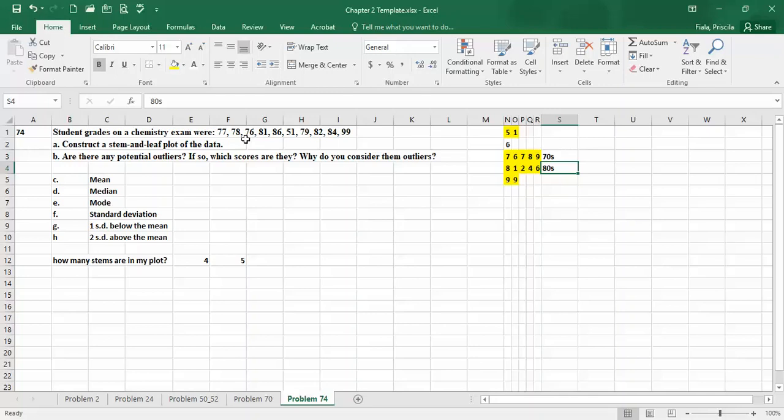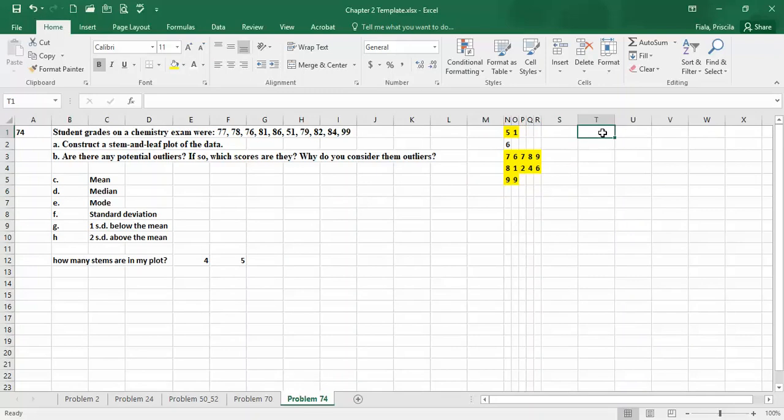Stem and leaf are pretty simple when you're trying to do a quick visualization of the data. It's right here. Okay, so you could answer right away, and then they ask you, are there any potential outliers? Yes, 51, 99. And let's see if we can confirm the potential outliers.